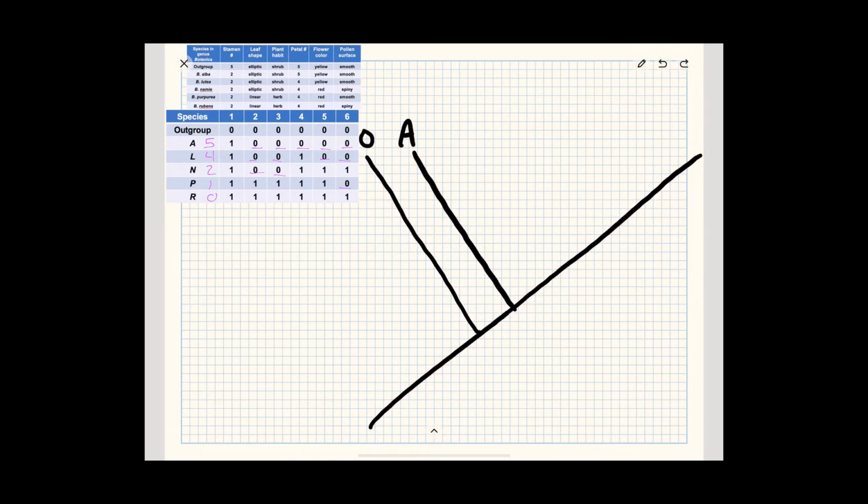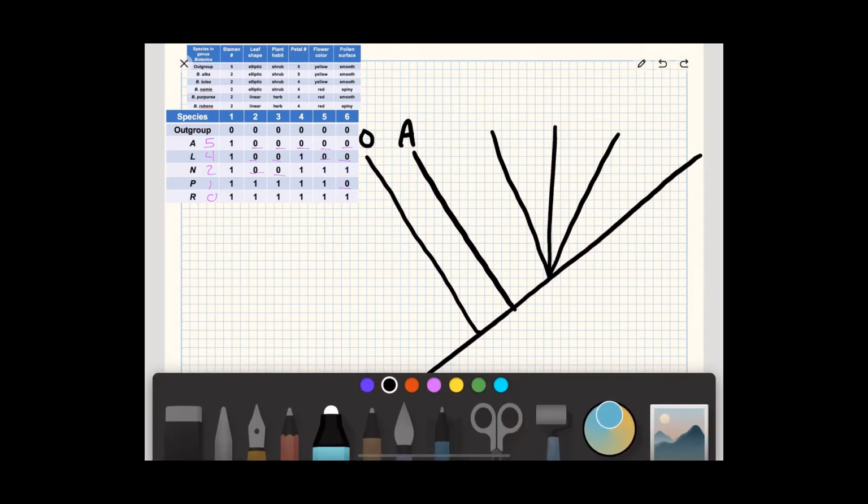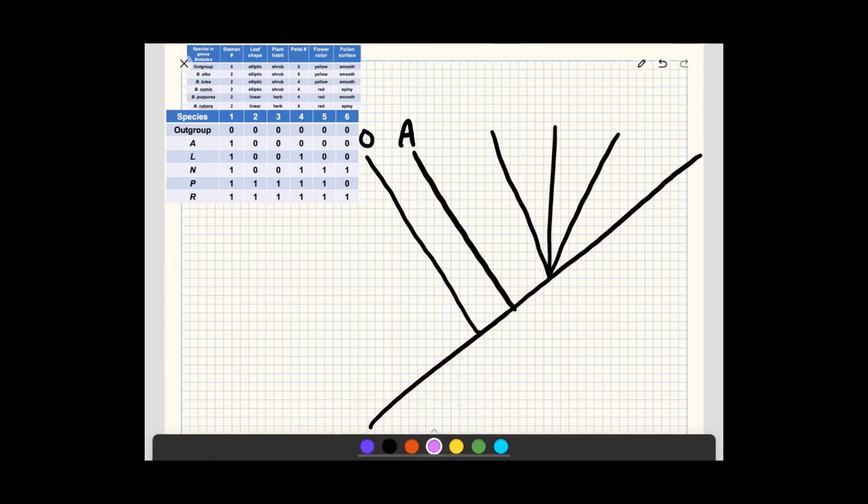Next, we need to repeat that process, but for this smaller group of species, that is the other 4, that we need to figure out their relationships with one another: L, N, P, and R, apparently. And so now we need to figure out which one is most similar to A, which one is the least derived from A. And so we need to restart here when we're keeping track of the similar traits to A.